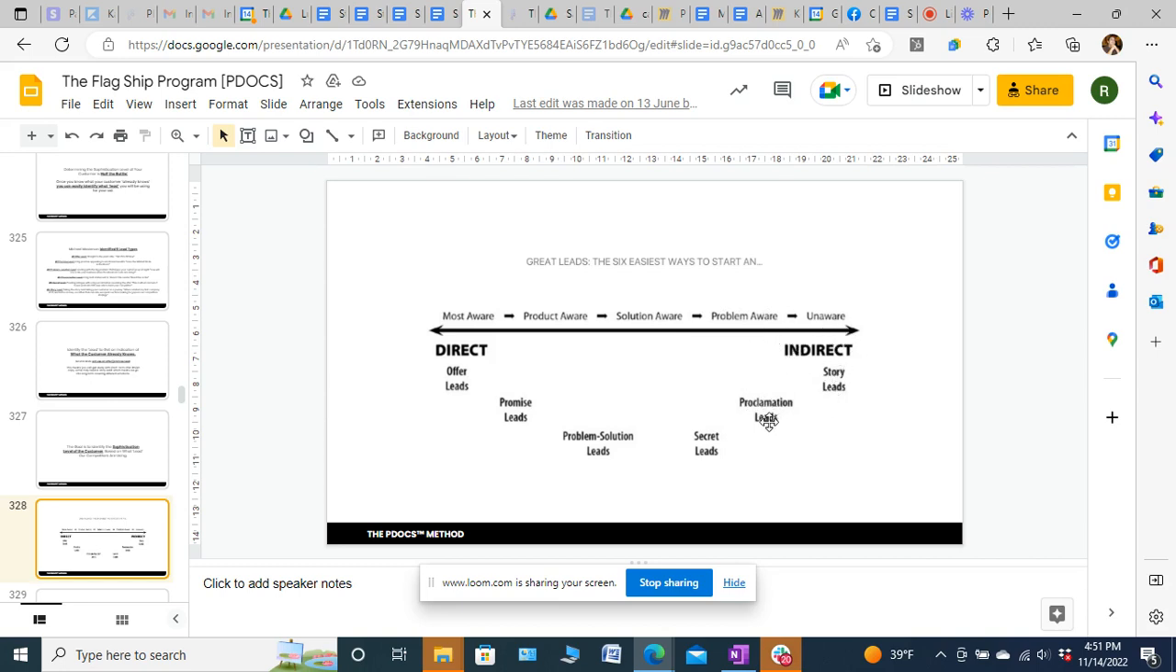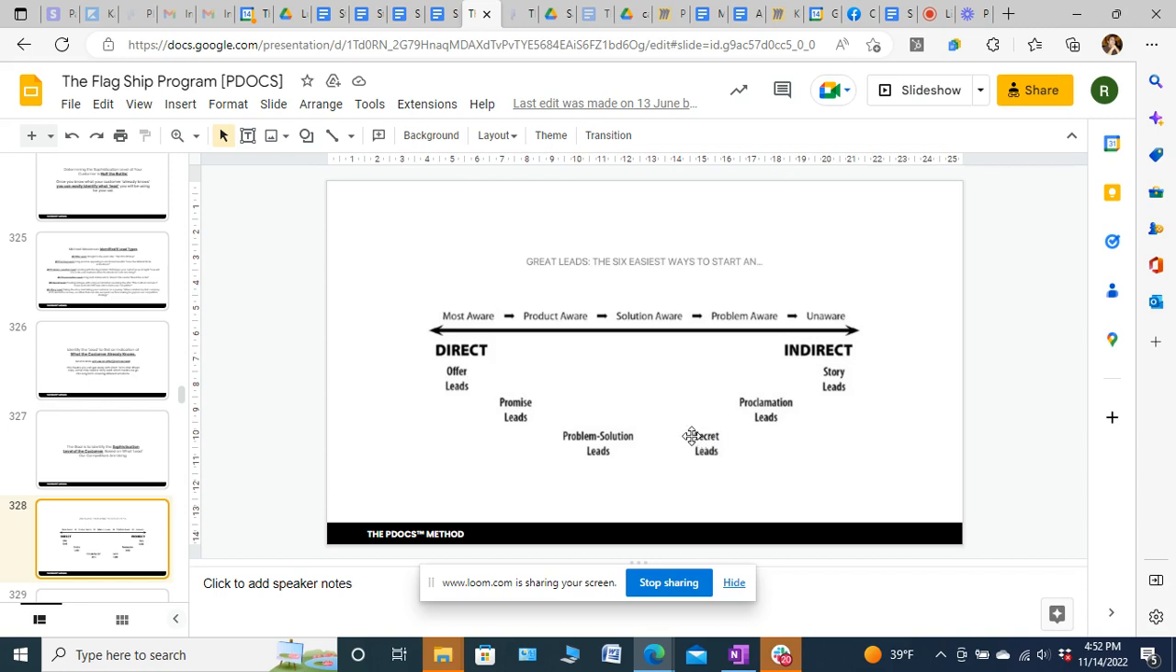Proclamation lead is just like a bold claim, right? Like, I proclaim you can solve this problem in under 42 hours, or whatever your case may be, if you try my 3-step checklist, right? Whatever it could be, just making a big proclamation. A secret lead is kind of like what it sounds like, right? Hey, 3 secrets today you can implement in your business to double your ROI in the next 60 days, right? Could be something as simple as that.